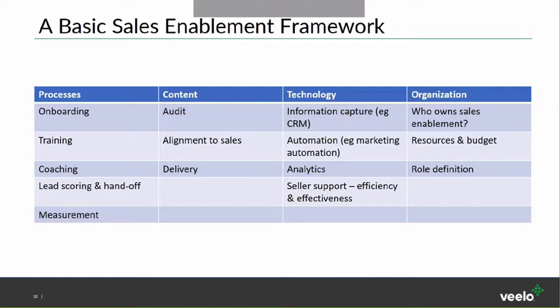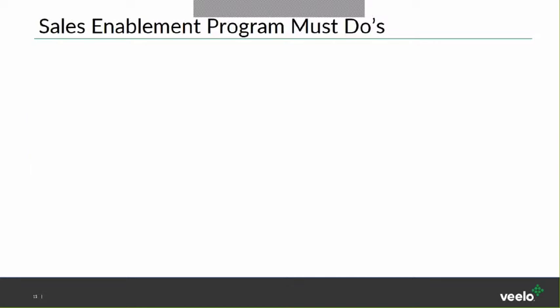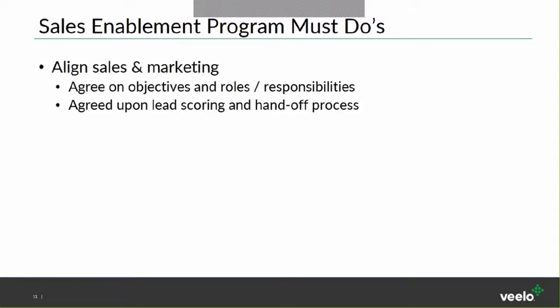So hopefully that framework gives you something to then do an audit of your programs and help you prioritize where you want to go next. There's a couple must-dos for a sales enablement program, and I would view this as baseline. There is certainly a lot you could do above and beyond this and get a lot more sophisticated and more detailed, and we're happy to share some more information that dives deeper into some of these topics. But there's a couple things that, in my mind, you just must do.